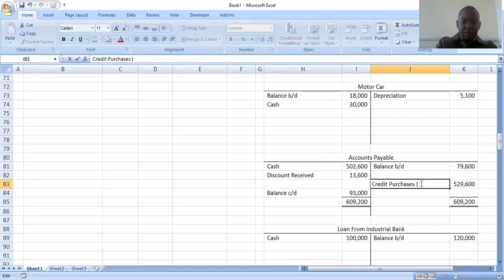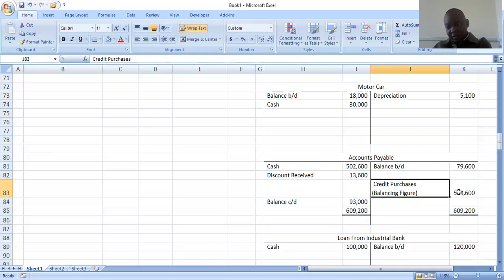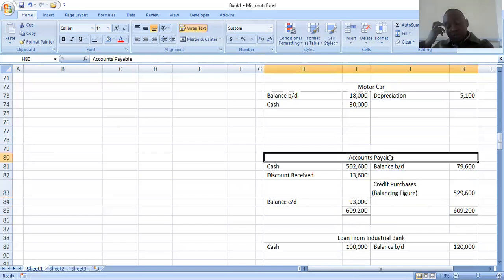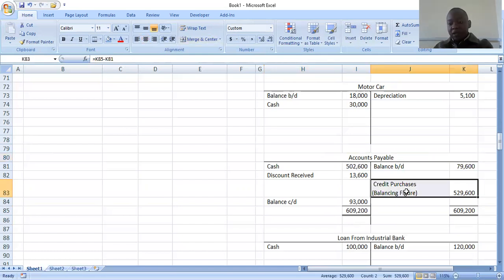Let me also indicate that this is a balancing figure, so that in your revision you don't wonder where this figure came from. This was obtained by balancing these accounts. So credit purchases increase the accounts payable of the business. These have been credited in the accounts payable account, meaning that we purchased from them on credit basis, which increased the amount that we owe them by 529,600. So this has been credited in the accounts payable account.